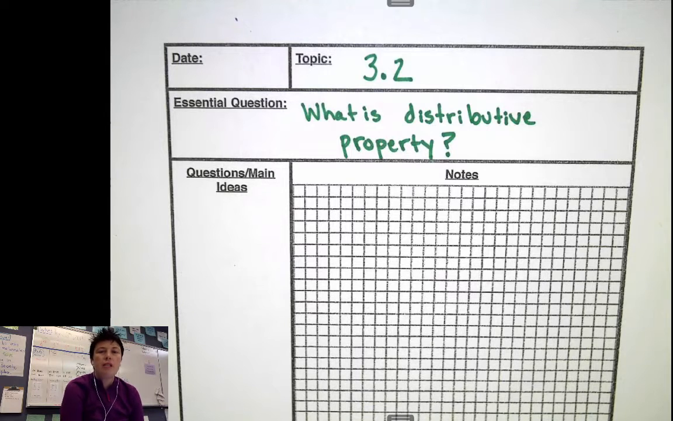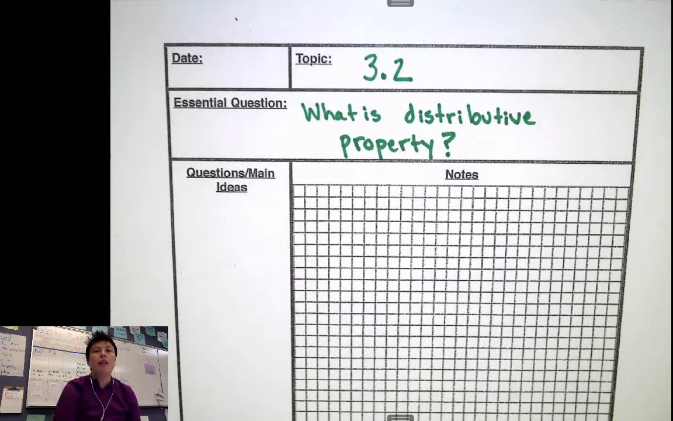Hey guys, we're going to do a 3.2 video today, and the essential question that we're working on is what is distributive property? So take a moment right now to grab your notebook and set up your notes and get that Cornell note-taking strategy all put together. And we're going to jump into what is the distributive property today.